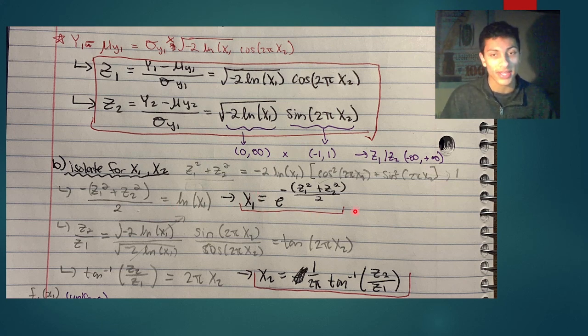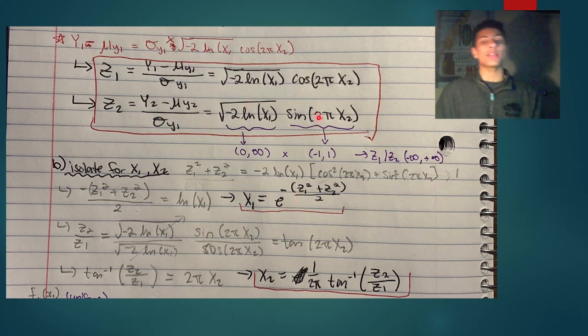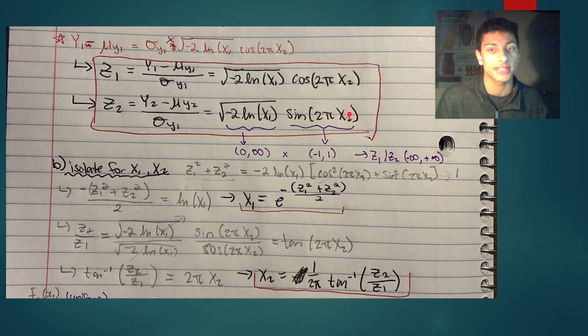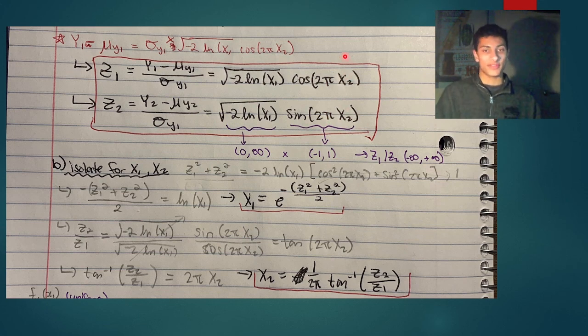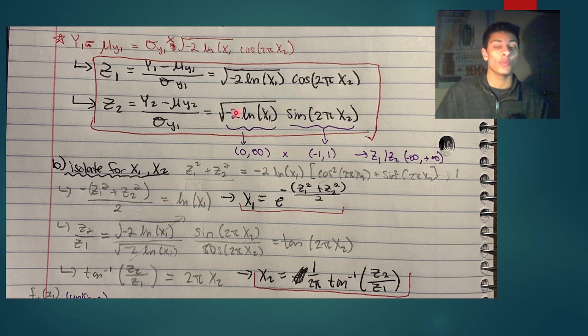And we are able to isolate x1 and find our equation for x1 with respect to z1 and z2. Similarly, for x2, we're going to be doing the same process, but we need to isolate for x2, which is inside of this trig relationship here. Just looking at the two equations, we need to relate them, and both of them have a common term we need to get rid of.